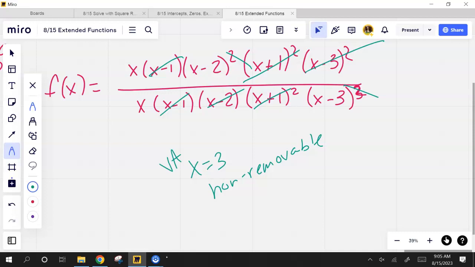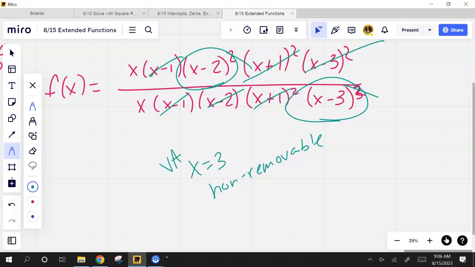What was I about to say? It's a hole, and it's left in the bottom. If they don't all cancel and it's left in the top, then it's fine. It's still just a hole. If it's left in the bottom, it's an asymptote. All bottoms equal to 0 are vertical asymptotes.